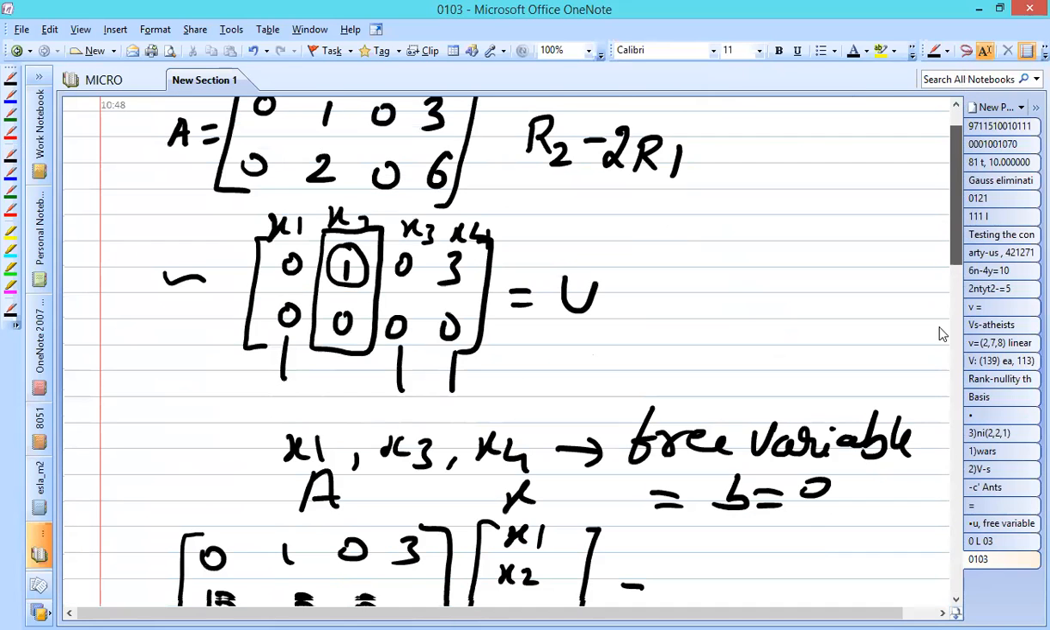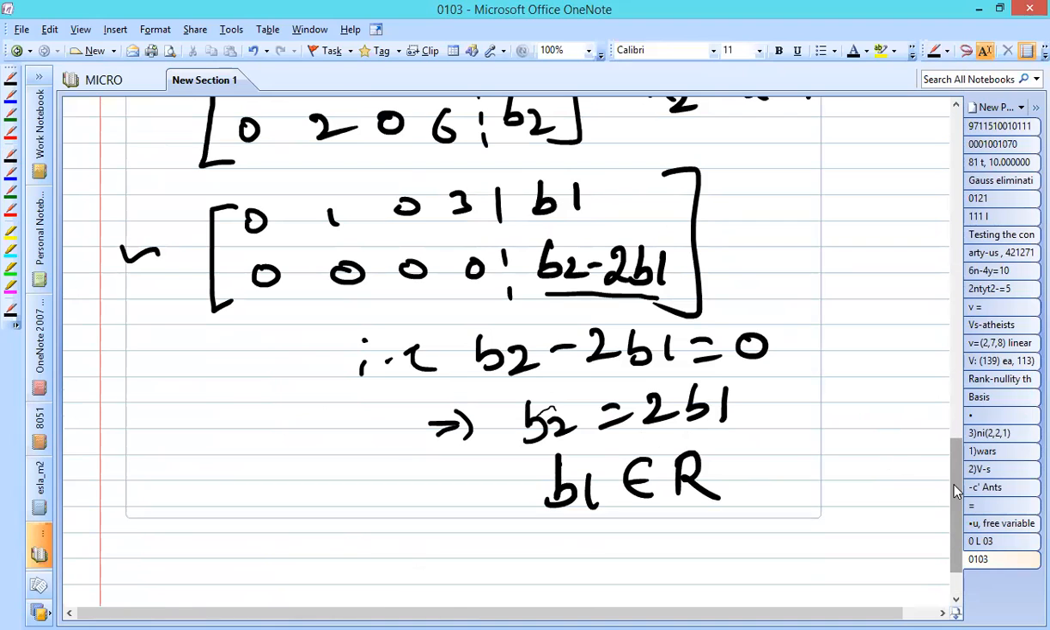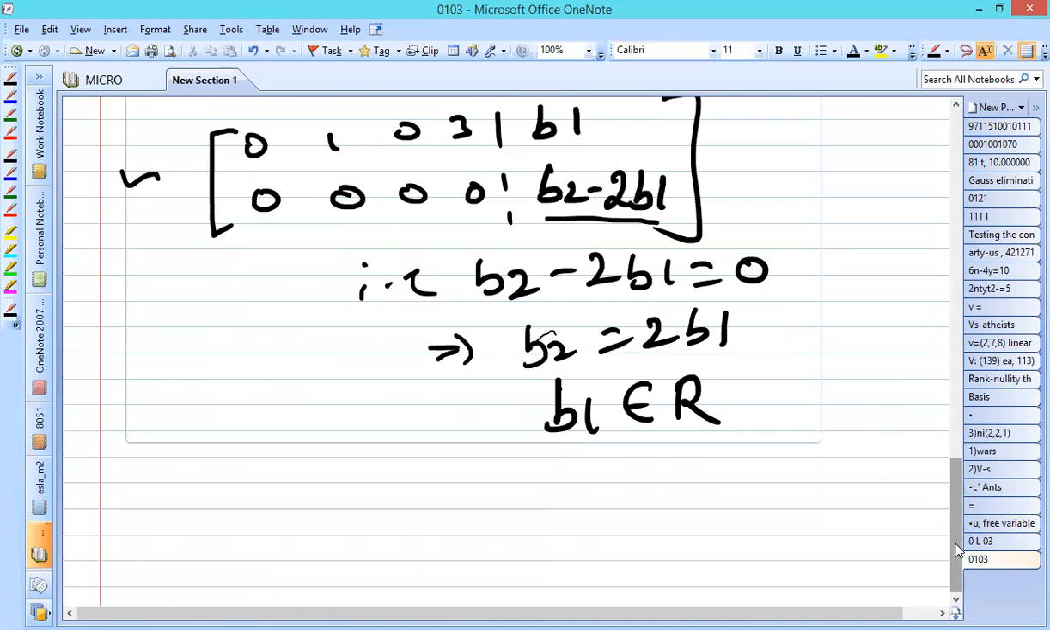Here in the problem they have asked to choose a solution for b, for which we are going to get the solution for the expression Ax is equal to b, right? So for that, this is the solution when b2 is equal to 2b1 and b1 belongs to the real numbers. Then only we can have the complete solution for Ax is equal to b. And next we are left with finding the complete solution.